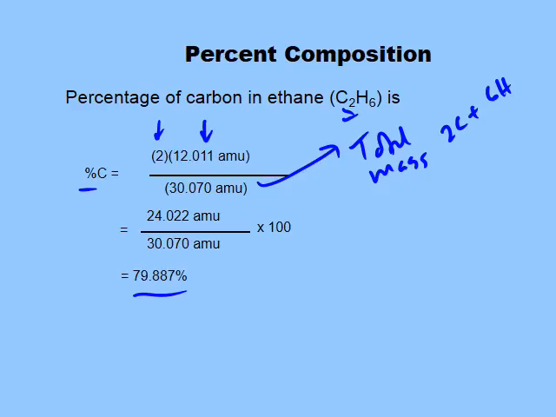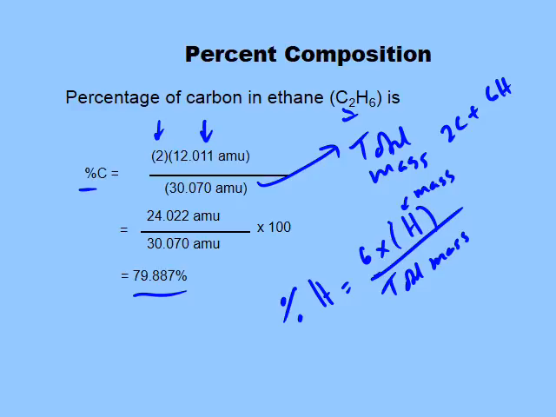If I want to know percent hydrogen in this compound, it will be fairly easy, the same way. Now we'll have to have hydrogen on the top. 6 times mass of hydrogen. So let's maybe just put down mass of hydrogen. Make sure you get the number from the periodic table and you multiply that by 6. This is the mass. Divide by total mass. Total mass is the same as before, times 100.